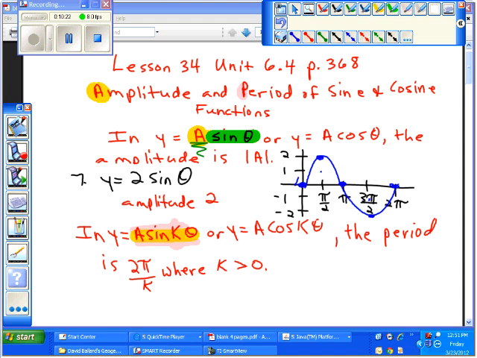So when we increased A, it didn't stretch it to the left, it didn't shift it up or down, it just increased the amplitude, okay? Your maximum and minimum values. Any questions on number 7?